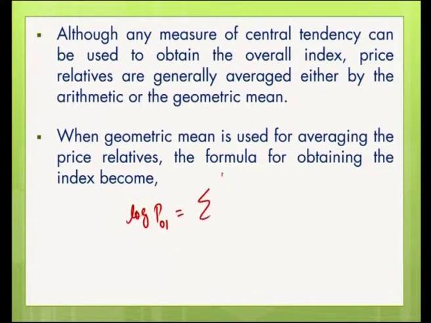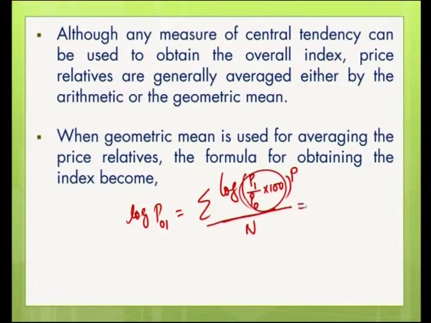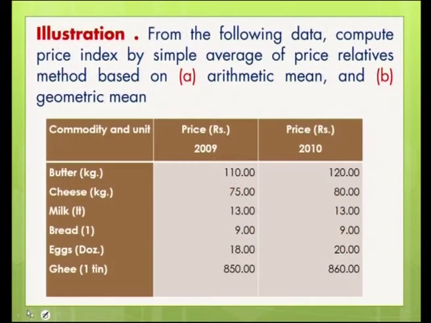equal to summation log of P1 by P naught into 100, the whole thing by N. When you take this particular value as capital P, then we get summation log P by capital N, where P is equal to P1 by P naught into 100. We shall see how the price index numbers are calculated by simple average of price relatives based on the arithmetic mean method and based on the geometric mean method.